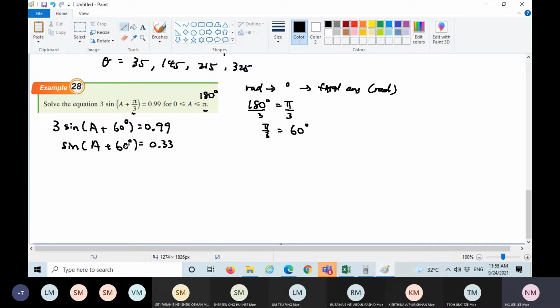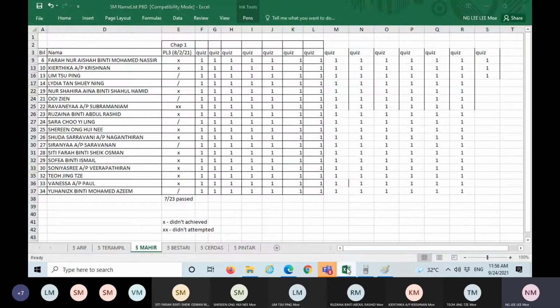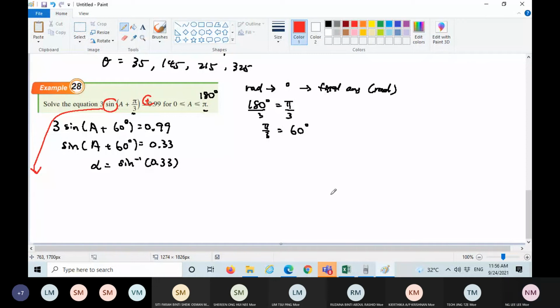After that, same thing, you can come to find the alpha already, the reference angle. By using shift sine, 0.33. But before that, which quadrant are you going to refer to? Which quadrant? Sine is positive. Lydia, can you please tell me for sine, positive? There are two quadrants.